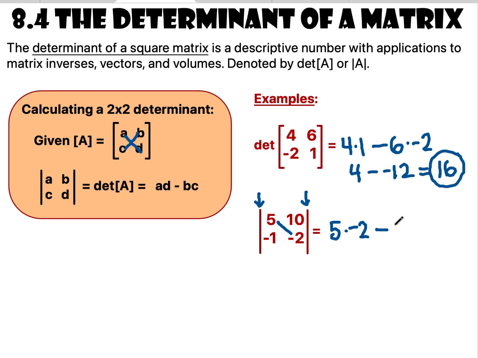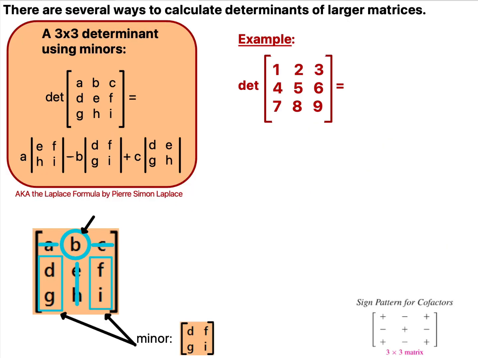We're going to take 5 times negative 2 minus 10 times negative 1. That's negative 10 minus negative 10. That's 0. I wonder if that's special. We knew that gave us orthogonal vectors back in the day, but what does a determinant of 0 give us? Probably something cool.